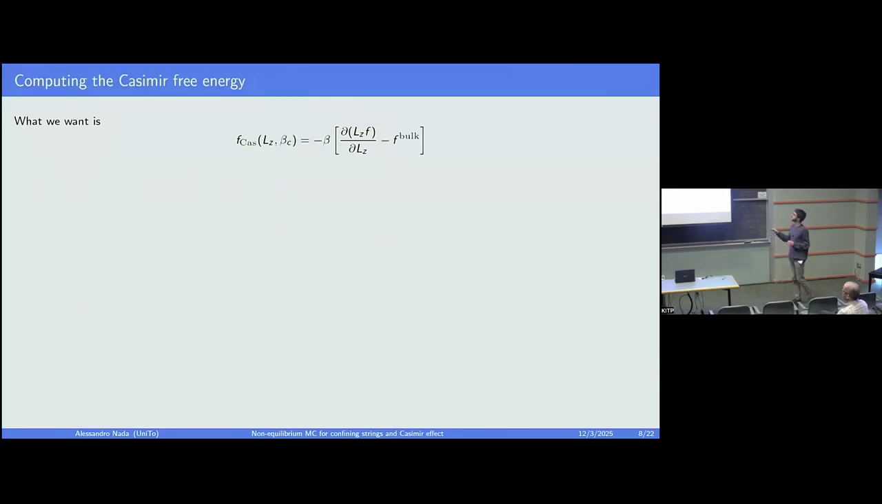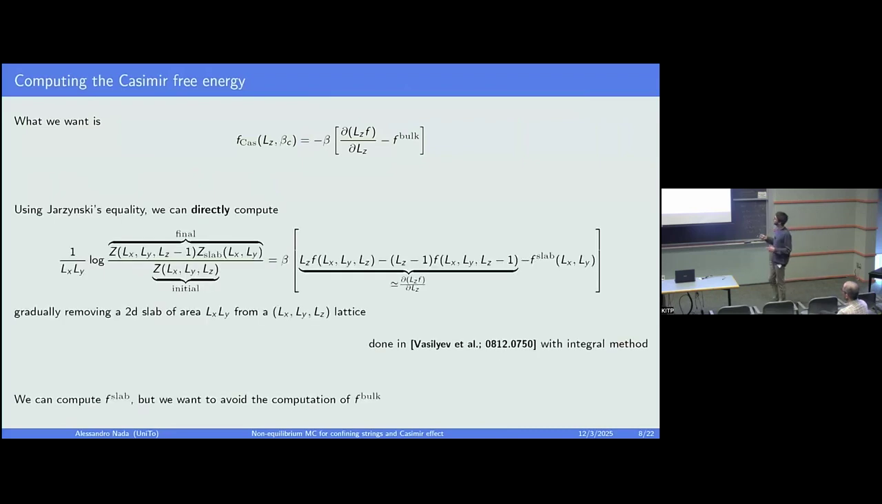This is a derivative with respect to a dimension in our system, so it's a discrete value. And one way to write it down is to write the discrete derivative of this object here. And you can rewrite this as these ratios of partition functions. Okay, this is fine by itself. This was essentially done with the integral method that I mentioned before some years ago by the group of Vasiliev and Gambassi. And the idea here is that you start from a system which has these dimensions, Lx, Ly, and Lz, and you move to a system which has one slab less. So you're literally stripping away from your system a two-dimensional slab.